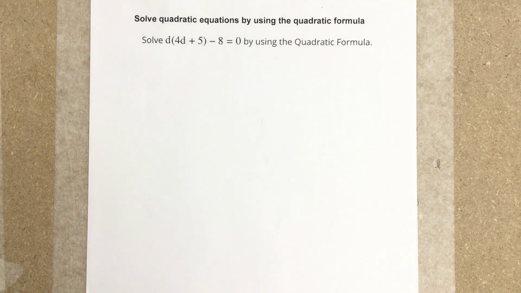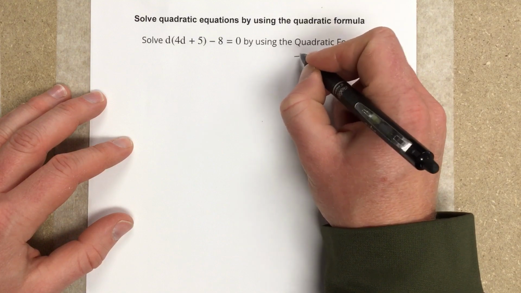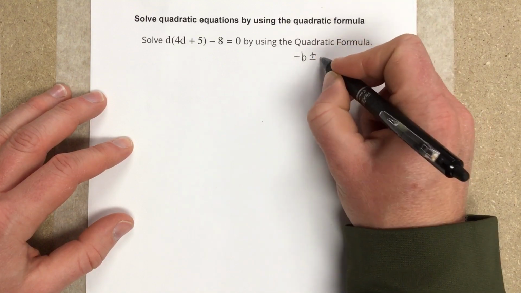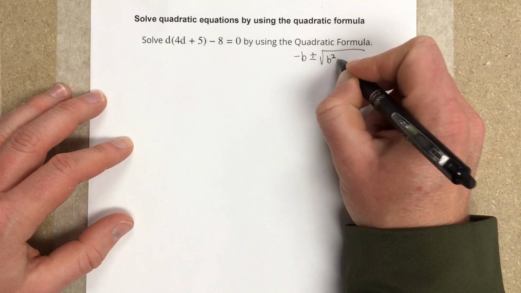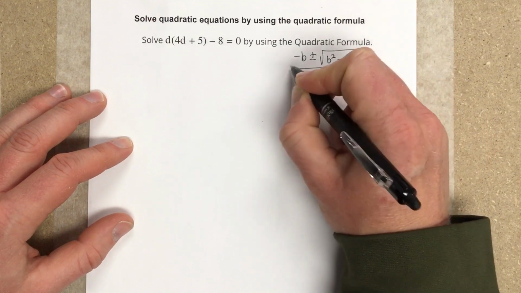In this video, we're going to solve quadratic equations by using the quadratic formula. It says solve d times 4d plus 5 minus 8 equals 0 by using the quadratic formula. The quadratic formula is negative b plus and minus root b squared minus 4 times a times c all over 2a.